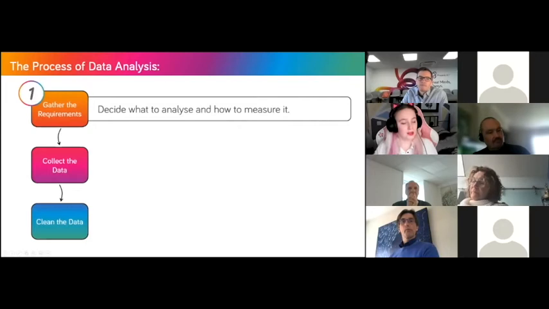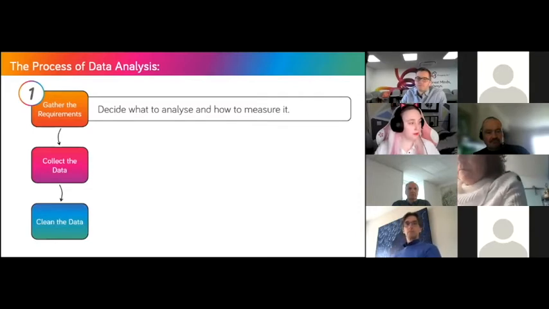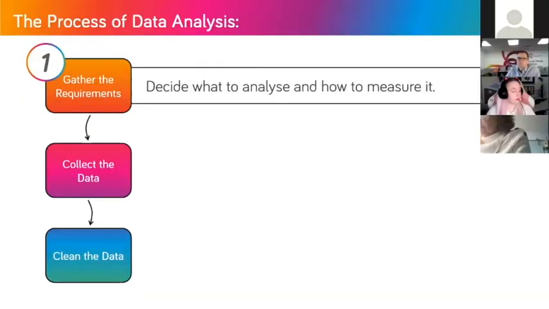So there is what we like to call a 6-step process of data analysis. The first 3 steps are usually based on what do you want and how do I get there? So the first step, you need to decide what you want to analyze and how to measure it. The amount of times someone's come to us and they've gone, hey, I want this report based on this database. And you go, okay, cool, what do you want to see?